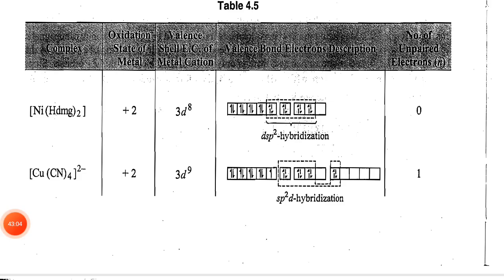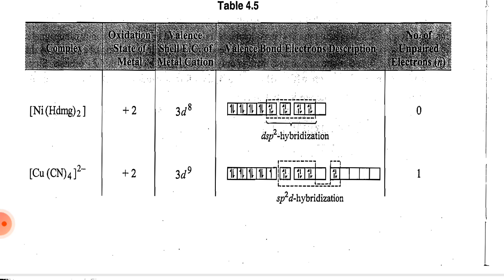Complex [Ni(CN)4]2-. The oxidation state of nickel is +2. The valence shell electronic configuration of nickel is 3d8. So dsp2 hybridization will form after sharing 8 electrons. The number of unpaired electrons is 0.